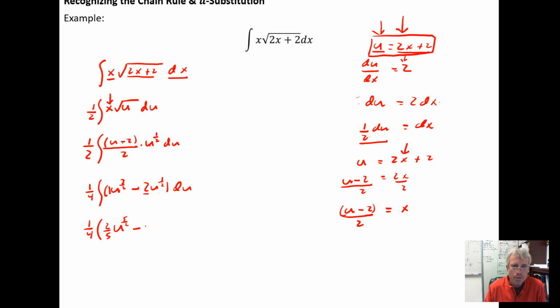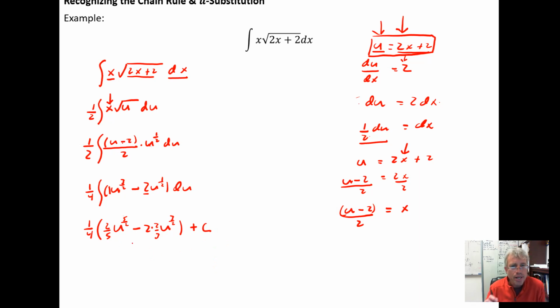I might as well bring my 2 down to start. And I'm going to get u to the 3/2. And I'm going to need to multiply by the reciprocal of the 3/2. So I'm going to multiply by 2/3, again, to kill the 3/2 if we were differentiating, and then it's plus a constant of integration.